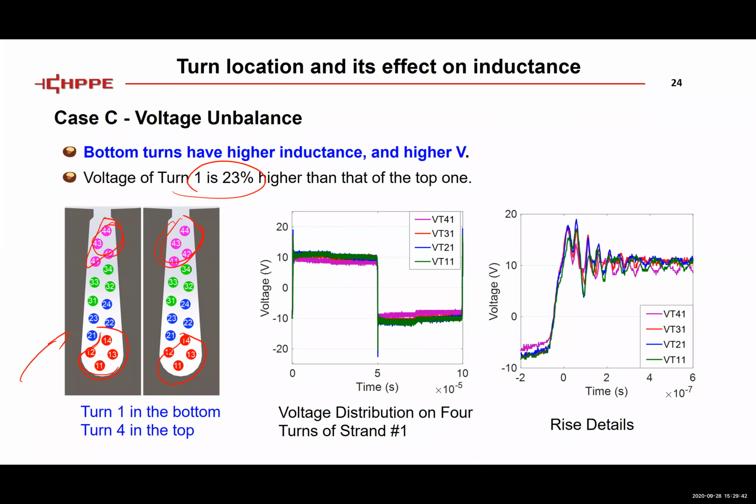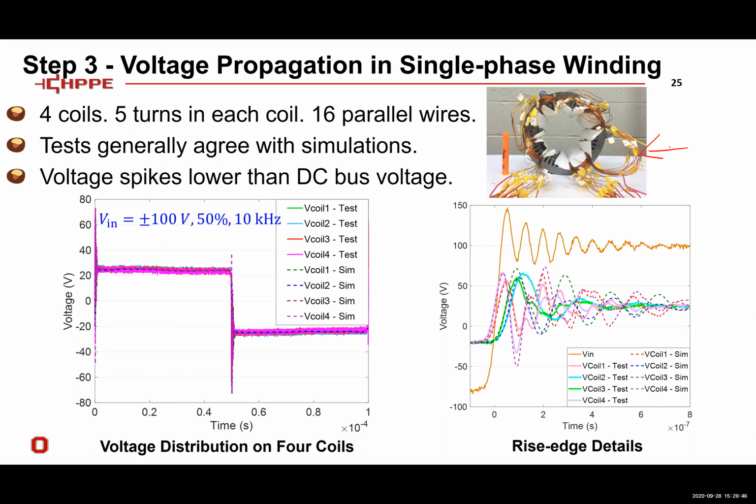Okay, then step 3 is the testing for the manually wound single phase winding that we did in the lab. We have 4 coils in series, each coil has 5 turns in series, and each turn has 16 parallel wires. Here you can see the voltage across each individual coil, and of course it's not easy to see the details. So the one on the right shows the details for the rise front, and you can compare the voltage across each coil for both the test and simulation. It matched very well, in terms of both the magnitude and the frequency of the voltage ringing. And this is the input voltage we have.